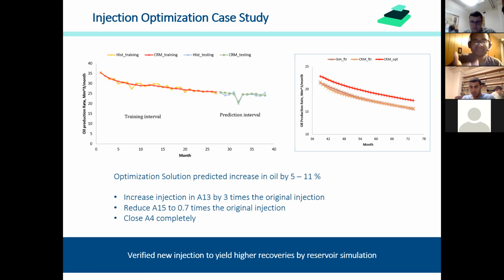So for this specific case, again, you could run these optimization scenarios where the objective was to actually close down A4 completely. The idea was to reduce injection in A15 by 0.7 times, and of course increase injection in A13 by 3 times. Now, it's possible that sometimes you can't really increase injection in these injectors. So essentially you add additional constraints accordingly and try to see what new values you can obtain from these optimizations. So in summary, all these data-driven approaches allow you the flexibility to at least understand and build in some additional constraints that you have in the system.